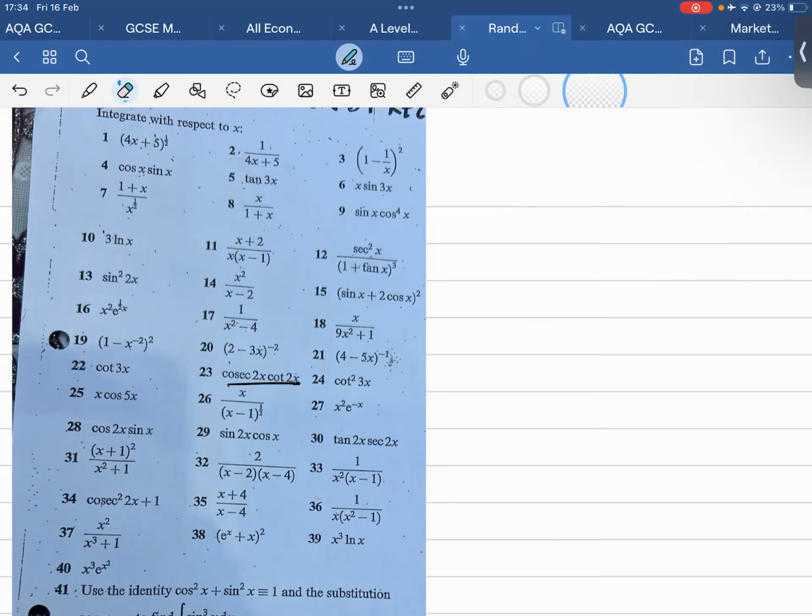Number 35? Ooh, this is a weird one. Isn't it one of those weird log ones? That's what I was thinking. But I don't know the inverse rule. Can you not do substitution though? Or would it not work? Yeah, you can. What would you substitute as u? x plus 4. Yeah, try it. It could work.